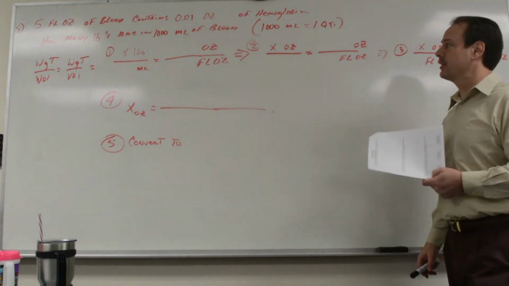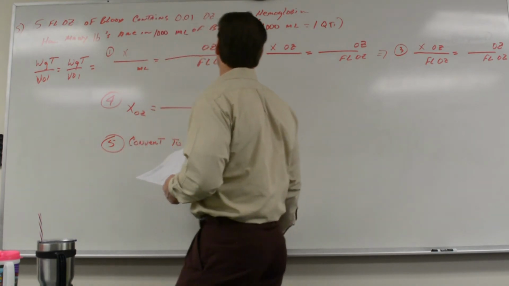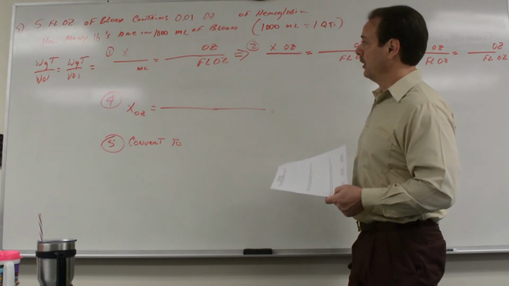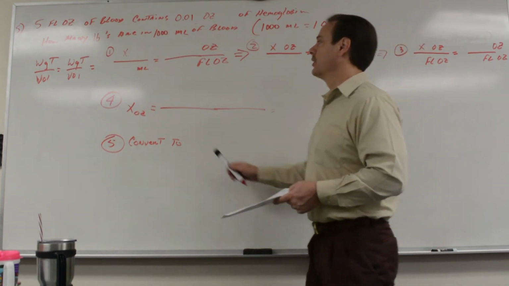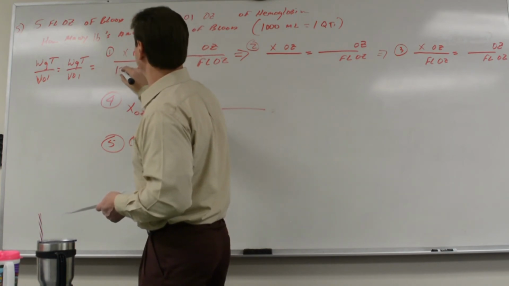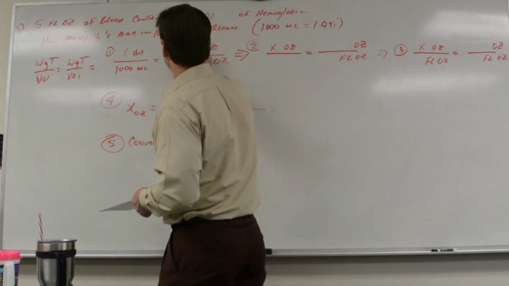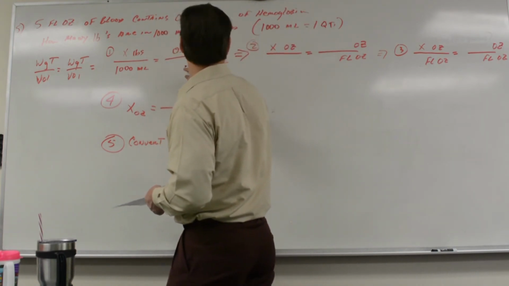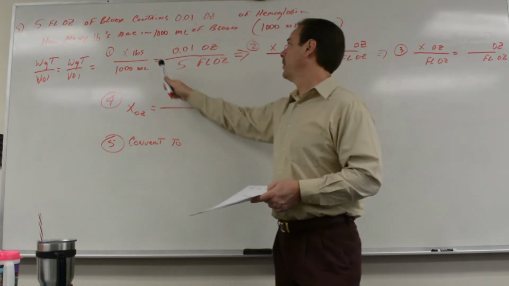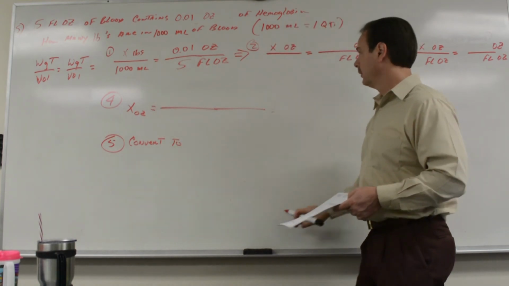We've got 5 fluid ounces of blood contains 1/100th of an ounce of hemoglobin. How many pounds are in 1,000 milliliters of blood? We're going to set it up the same way. It's going to be weight over volume. So here we're looking for pounds over 1,000 milliliters. Over here we're going to have 0.01 ounces over 5 fluid ounces. So now we have pounds and ounces, fluid ounces, and milliliters. What should we convert?